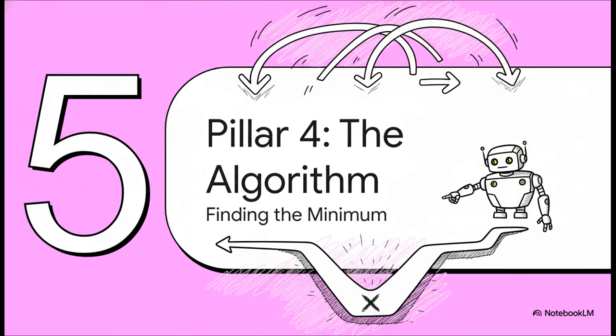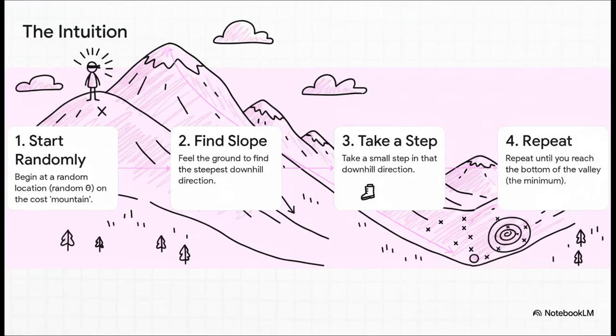We need a guide, right? An automated technician that can figure out the path for us. This is our fourth and final pillar, the optimization algorithm. The best way to get this, honestly, is with a simple analogy. Just imagine you're standing on the side of a mountain, completely blindfolded, and your only goal is to get to the lowest point. What would you do?